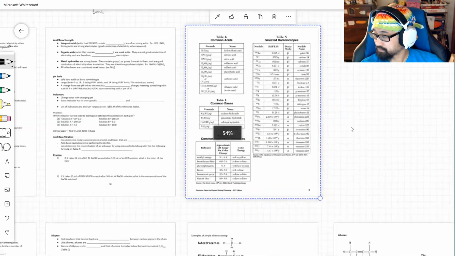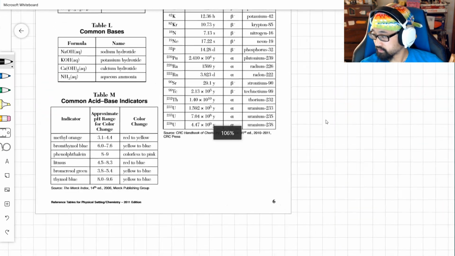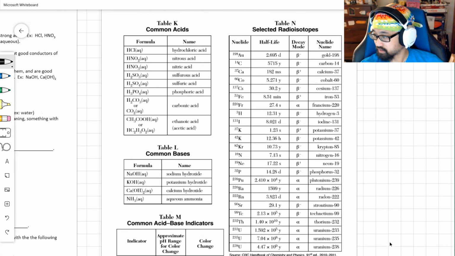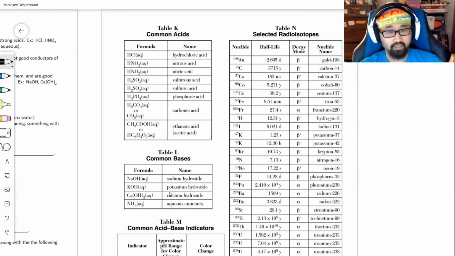Lovely. Okay. So, on your reference table, down here on page 6, I have two tables, table K and table L. It's a list of common acids and a list of common bases. And if you find the question, which of the following is an electrolyte, these two tables are the first place you should look, because all acids are electrolytes, all bases are electrolytes. So you should look for one of these formulas here, or one of these formulas here.